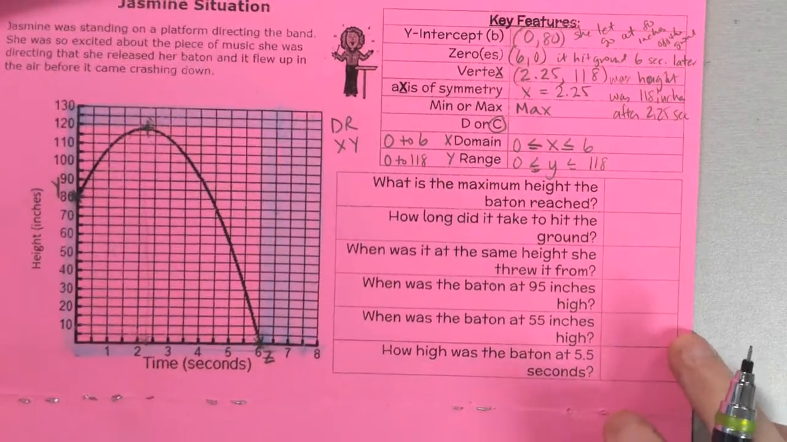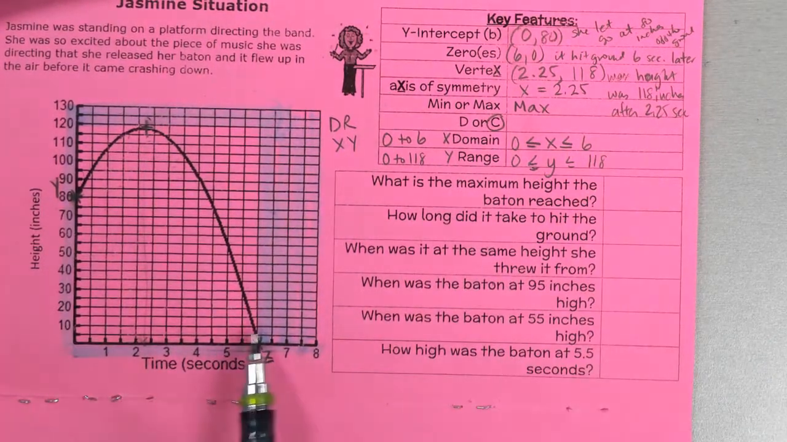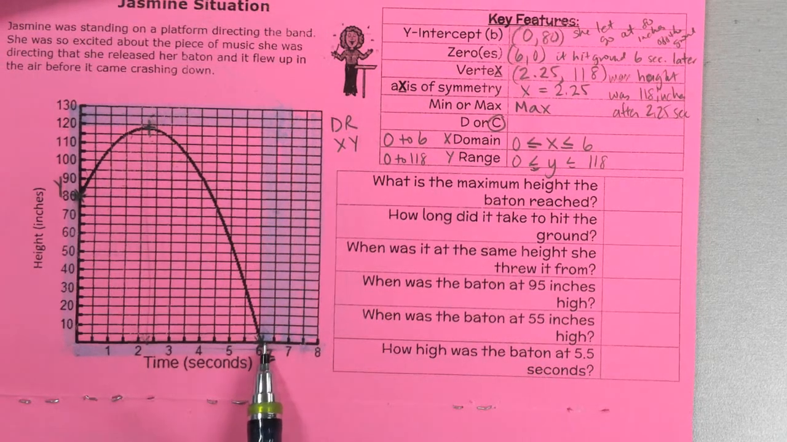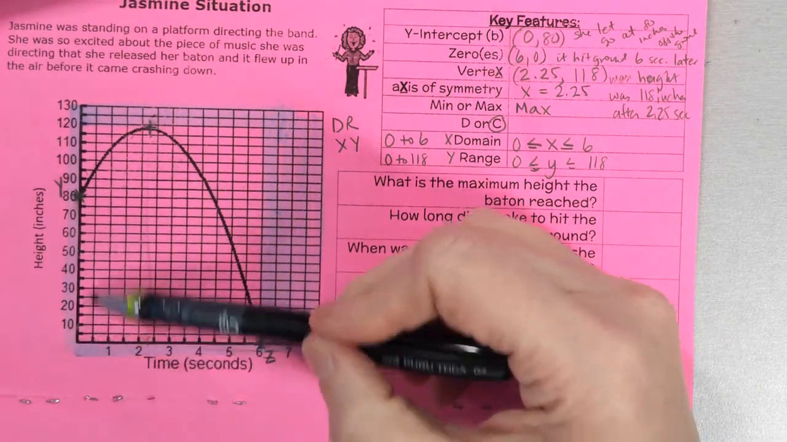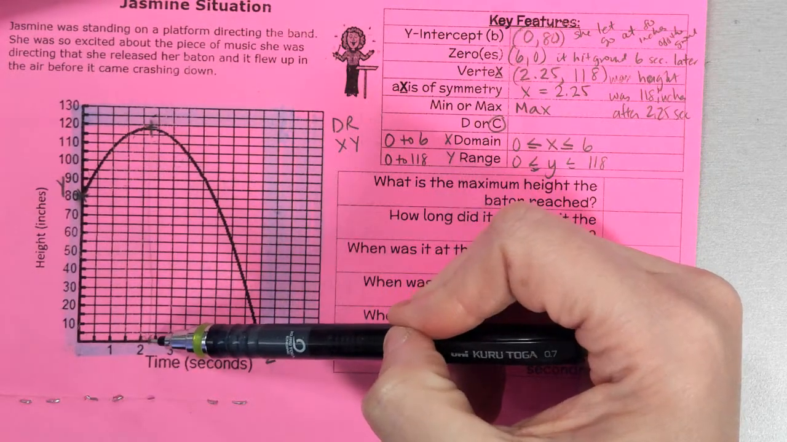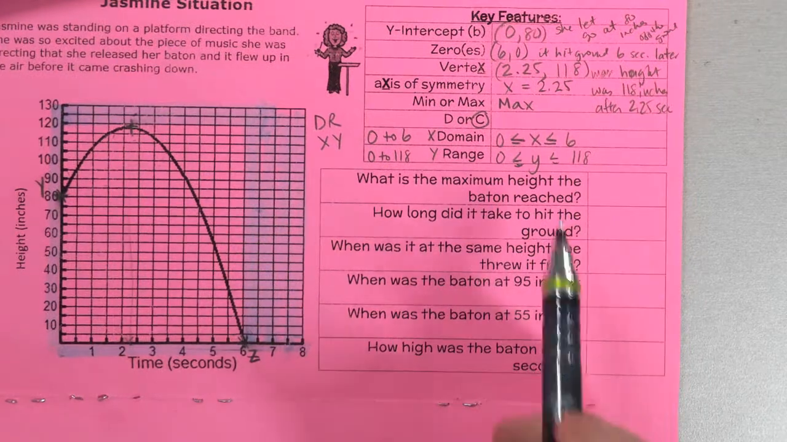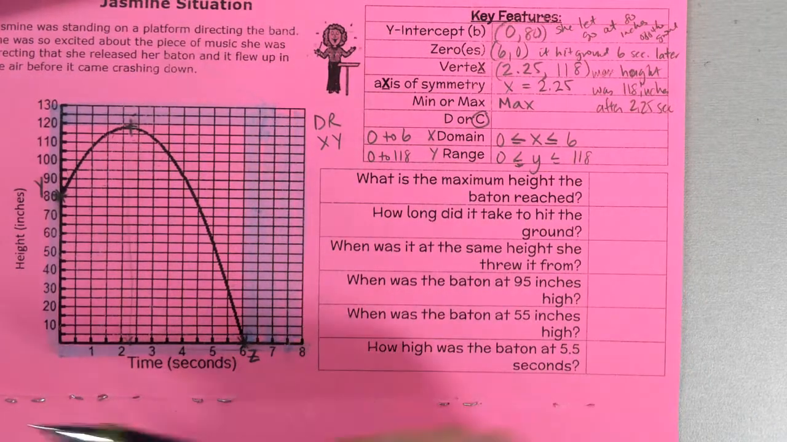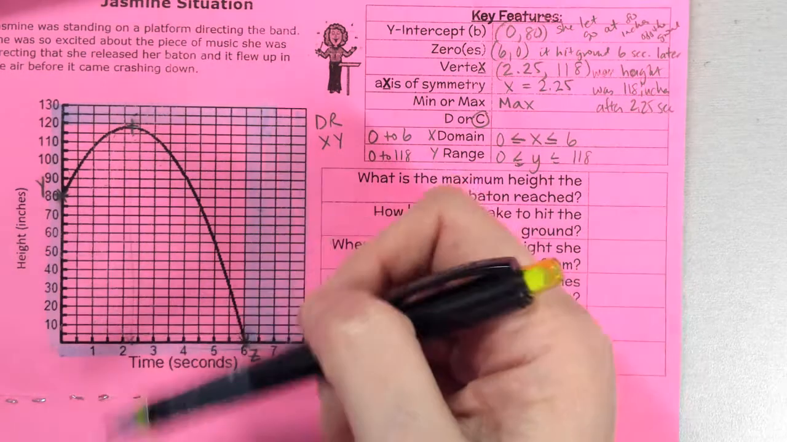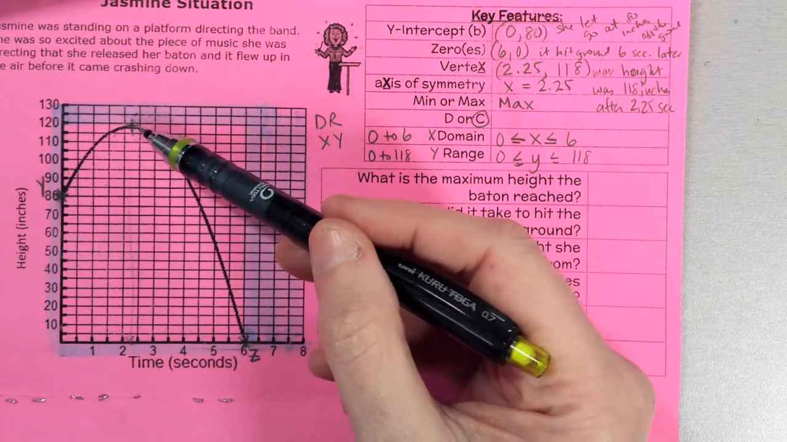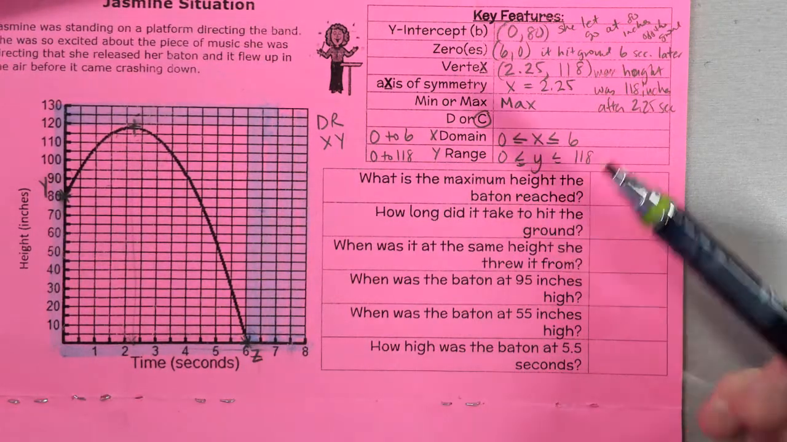Okay? And the domain and range, they tell me if I were to record a video, it would be 6 seconds long. If I were to have a list of heights, this thing was anywhere from 0 to 118 inches in the air. And that tells me the limits. I can't have negative time, I can't have negative height. This thing never went higher than 118, so it gives me the limits. That's what the domain and range tells me.